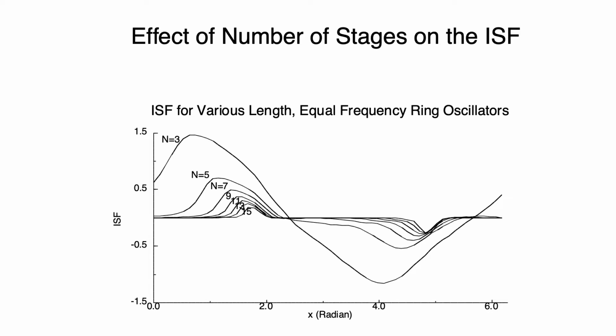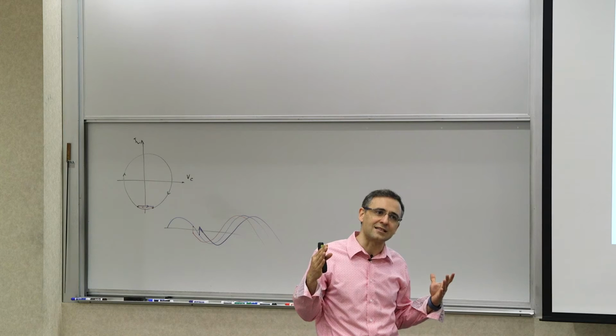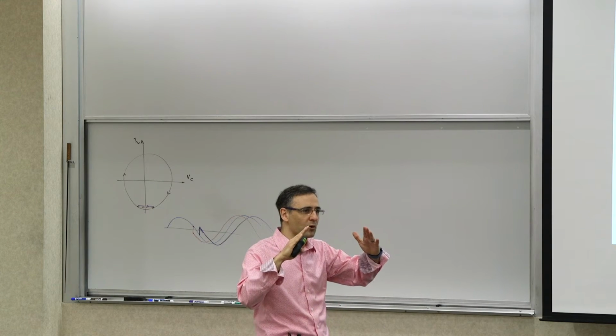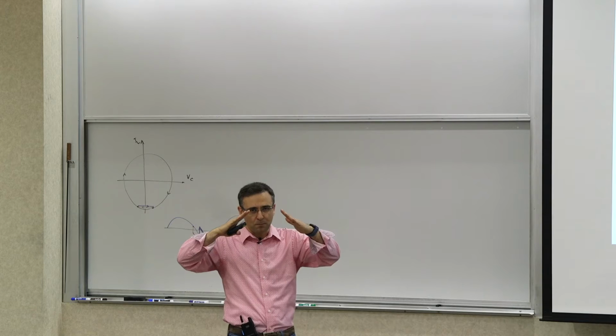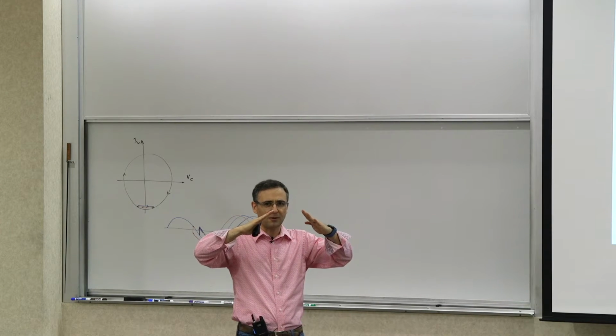And what you see is that the ISF itself becomes smaller and smaller as the number of stages increases. And this should make sense, because if you think about the waveform of the output of a 3-stage ring oscillator, the edges are pretty slow. I mean, the rise time and fall times would be slow.